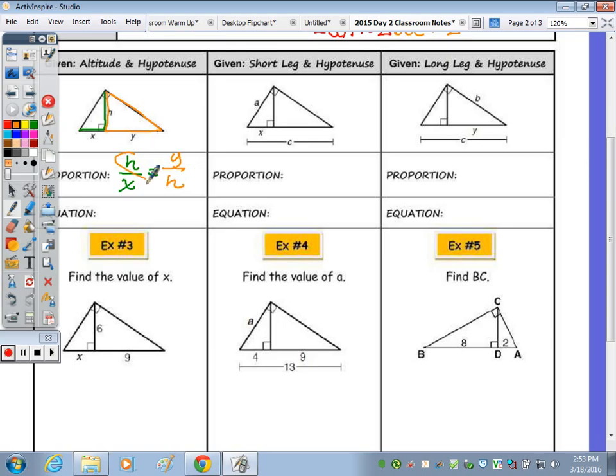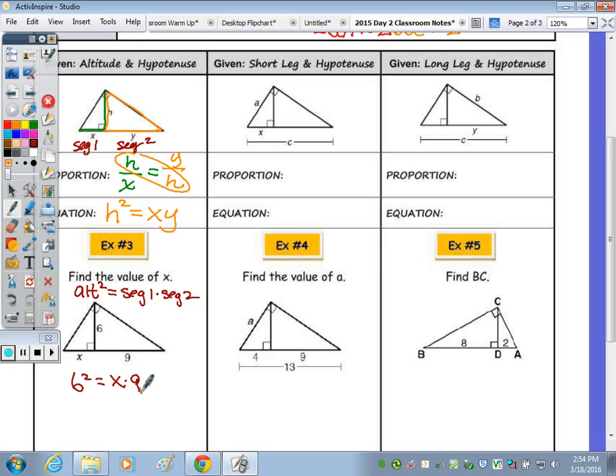The cross product would be H times H, or H squared equals X times Y. In this case, you're better off memorizing that the altitude squared, and it's easy to just say call this segment 1 and segment 2 of the hypotenuse, equals segment 1 times segment 2. That's easy to memorize. So in this case below, it would be 6 squared equals x times 9.